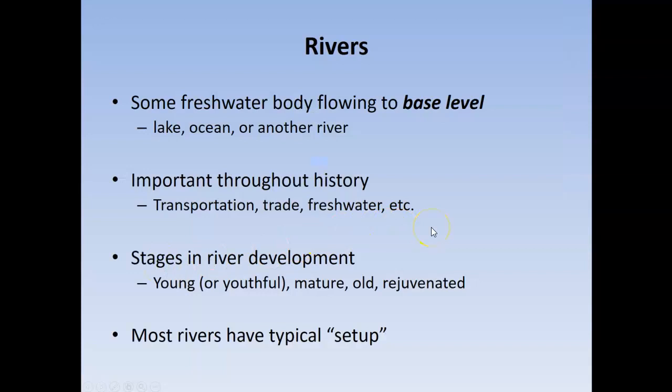Okay, so some things about rivers we want to look at and things we're going to talk about. The base level, what is that? So that's the ultimate ending point for our river. Now, sometimes rivers will flow into another body of water like a lake, and that would be the base level. Whatever elevation that lake is at would be the base level for that river.